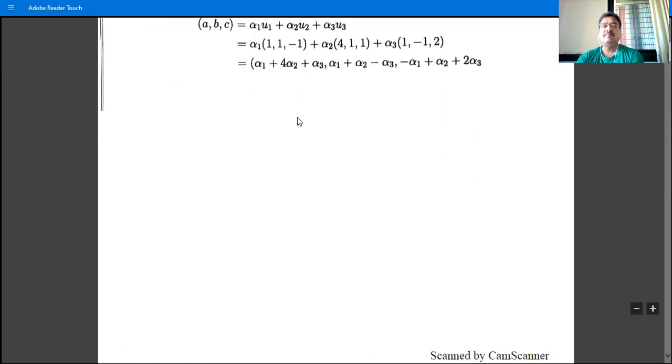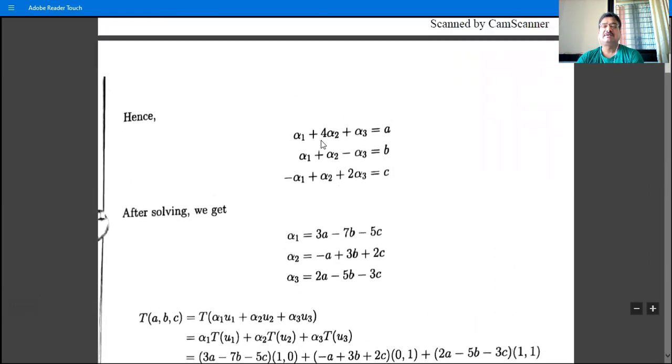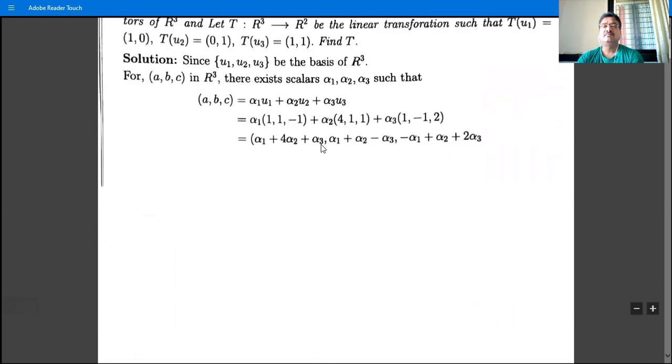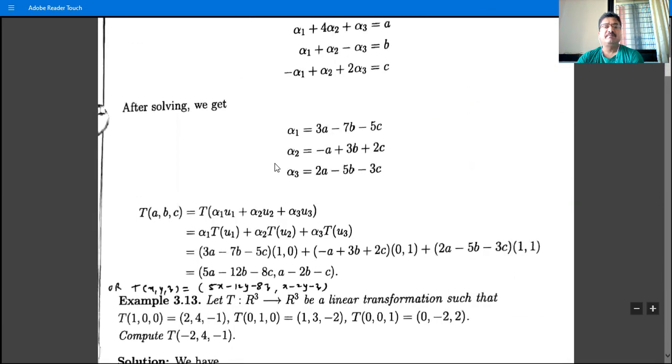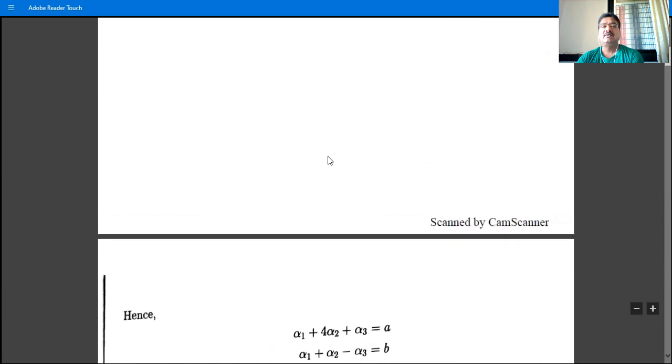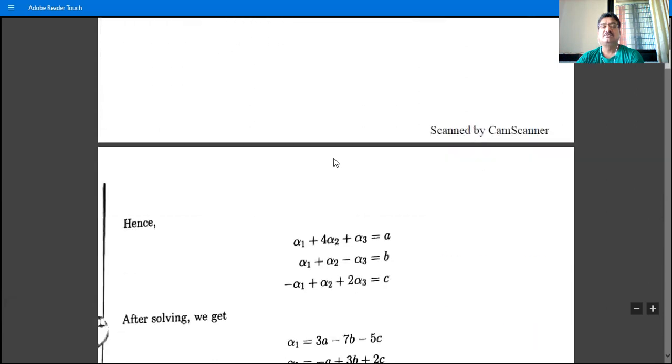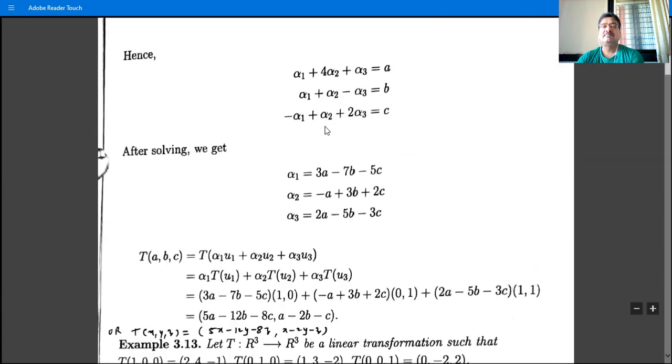Okay, and so compare LHS and RHS. We have three equations: alpha 1 plus 4 alpha 2 plus alpha 3 is equal to a. Then alpha 1 plus alpha 2 minus alpha 3 is equal to b, and minus alpha 1 plus alpha 2 plus 2 alpha 3 is equal to c. So after solving these three equations, we have alpha 1 is 3a minus 7b minus 5c. Similarly, alpha 2 is this and alpha 3 is this.